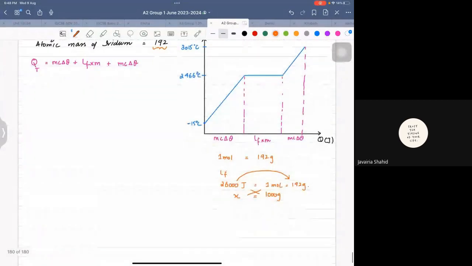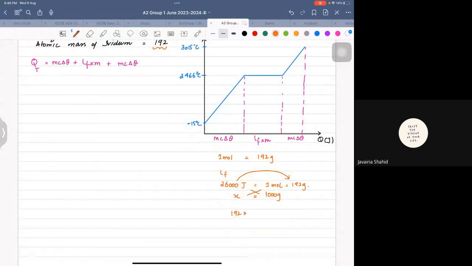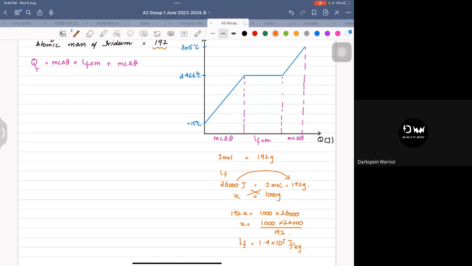So it's going to be 192x equals 1,000 times 26,000. Now you do this. You don't directly divide it, Afan. Is it clear? Understood, sir. Because we need per kg, right? So the latent heat of fusion in 1 kg is going to be 1.4 times 10 raised to 5 joules per kilogram, like that. Everybody understand?